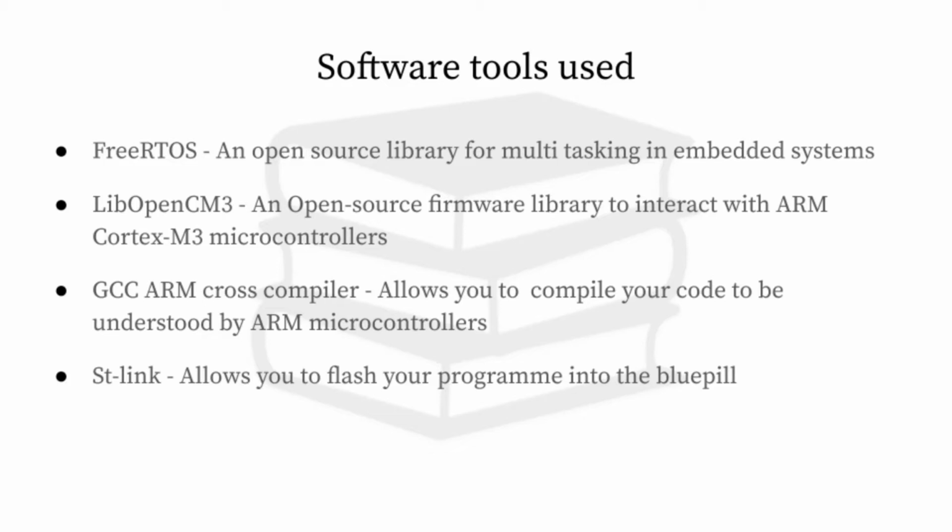They are FreeRTOS, which is an open source library for real-time operating systems for microcontrollers. Basically, it helps you to do multitasking and task priority in microcontrollers. LibOpenCM3, which is an open source library that contains APIs that allows you to interact with the ARM microcontrollers. GCC ARM Cross Compiler, which is an open source cross compiler that allows you to generate machine code for ARM microcontrollers from your computer. And finally, ST-Link, which allows you to flash your code into the Bluepill. With this software, we are going to code, build, and flash the project into the STM32 Bluepill.